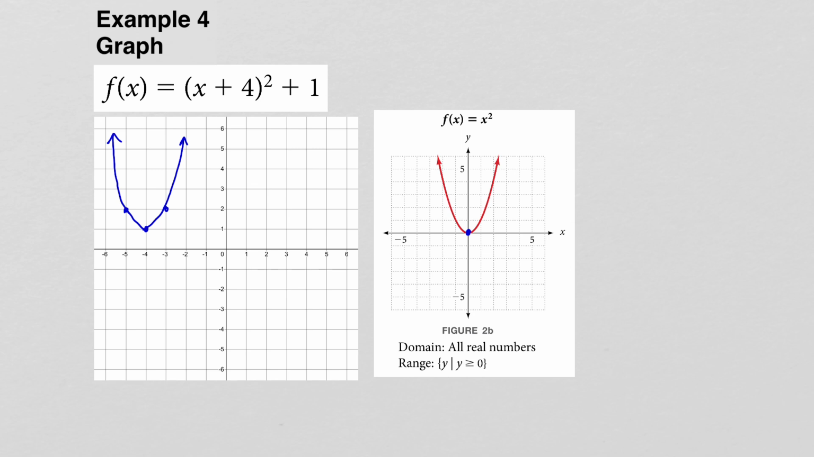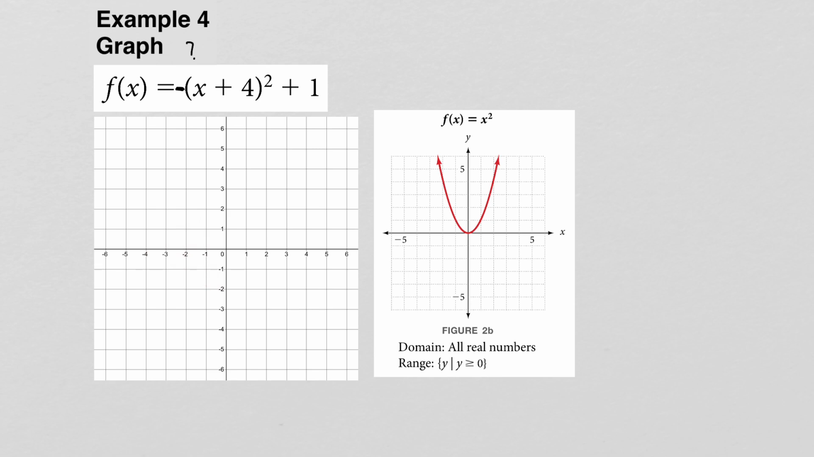Okay? Now, let's talk about a very slight variation of this graph. What if in this function we had a negative in front? Okay, so what if I just put a negative sign in there? What would that do to the graph? Well, again, we already know that it shifts it 4 units to the left and 1 unit up. But what the negative is going to do is it's going to reflect that graph over the x-axis, okay?